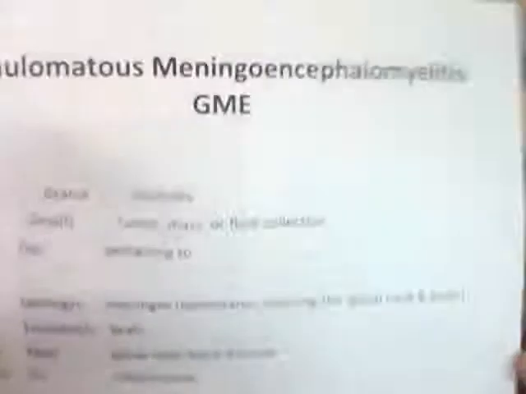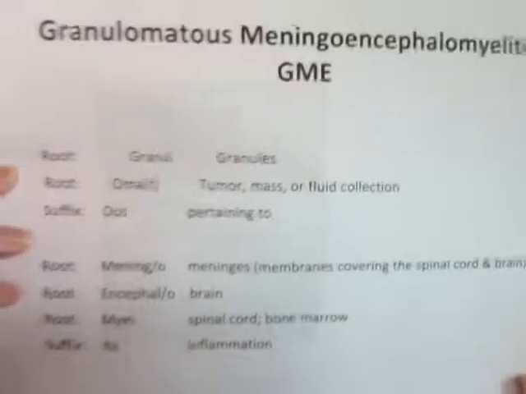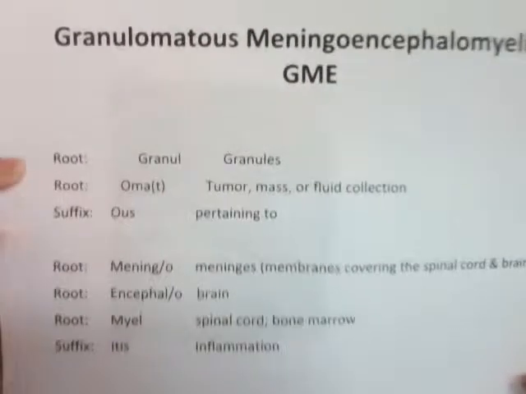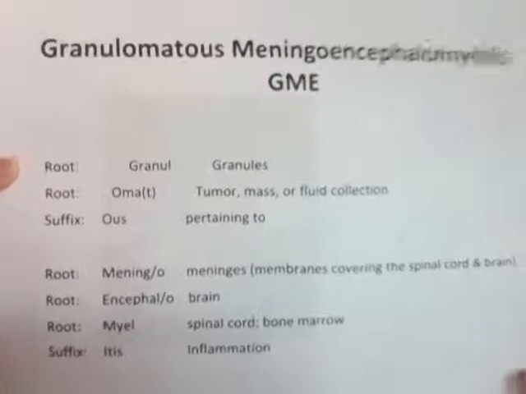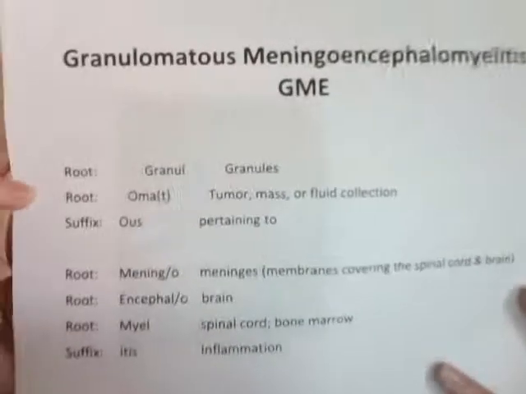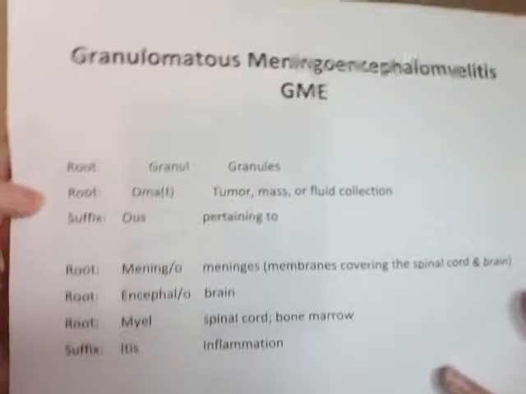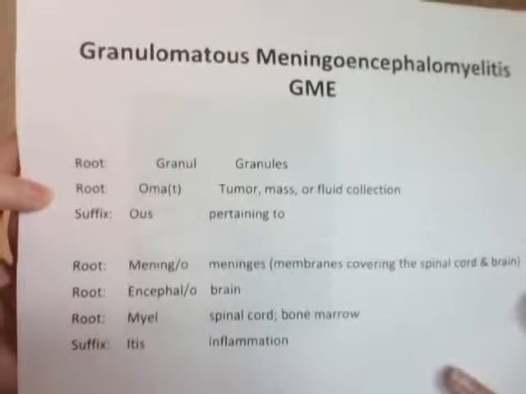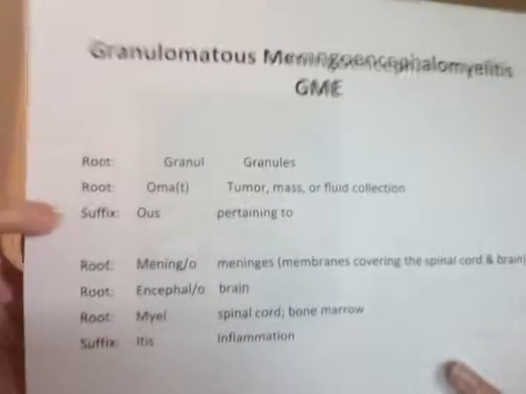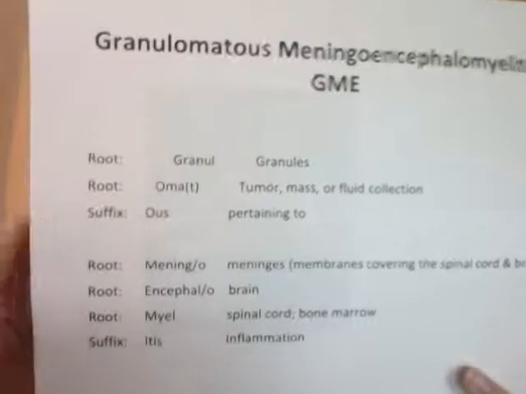The breakdown of the words. The first word is granulomatous. So the first root is granule, which has to do with granules. Second root is oma, but it has a T on it, so it's omat. It has to do with mass, tumors, or fluid collection. The suffix is os, which means pertaining to.